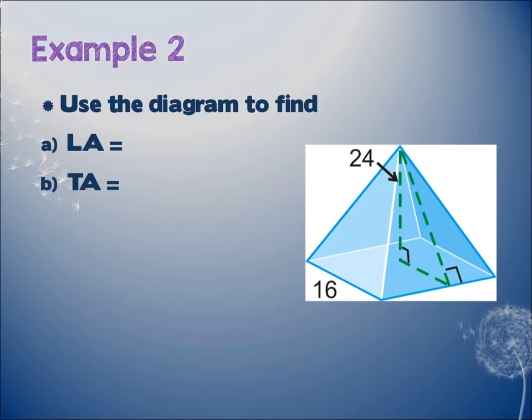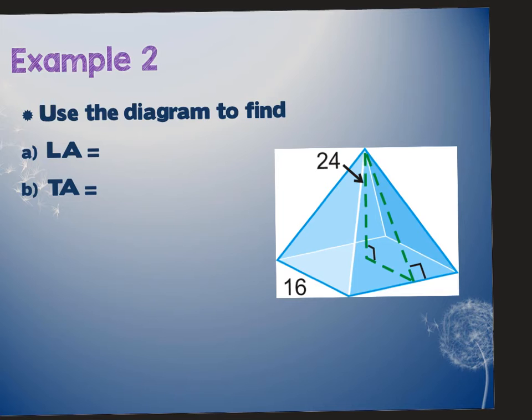Okay, example 2. Again, same type of shape. It's still a square pyramid. This time, though, they're giving you a little different information. I still need lateral area, which is still 1/2 perimeter times the slant height. But this time, they give me the side length, so they're still giving me the edges of the base, which is good. That's going to help me with the perimeter. But this time, they gave me the regular height, which is 24. This is where it gets a bit trickier because there's a right triangle formed here that I have to find the hypotenuse of, because that's my slant height.